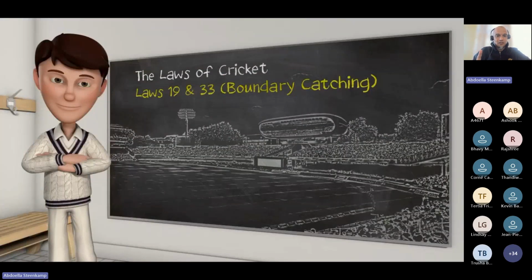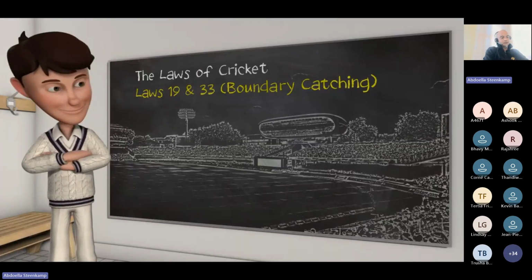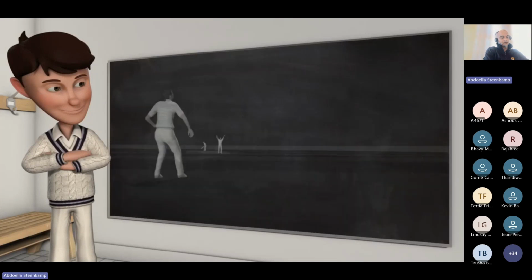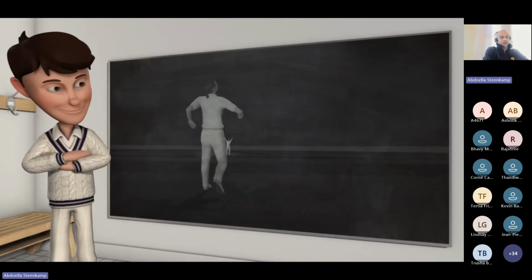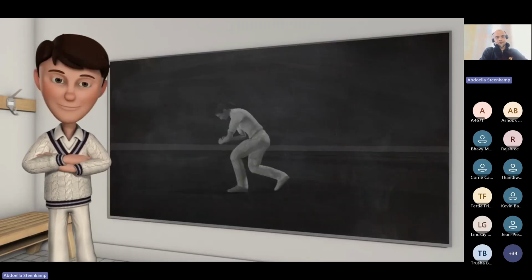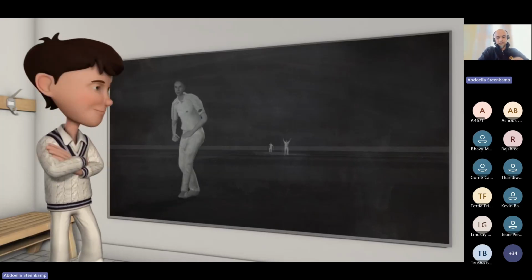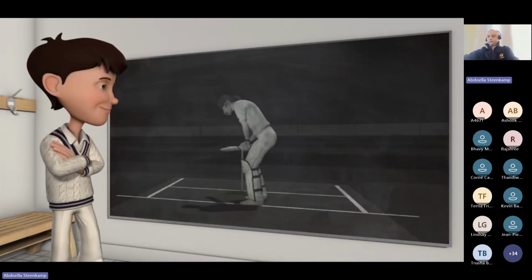Let's have a look at what the laws say when it comes to boundary catching. In cricket, a catch is considered to be fair if the fielder is within the field of play and the ball hasn't touched the ground before he or she catches it. The fielder must have complete control both over the ball and his or her own movement.